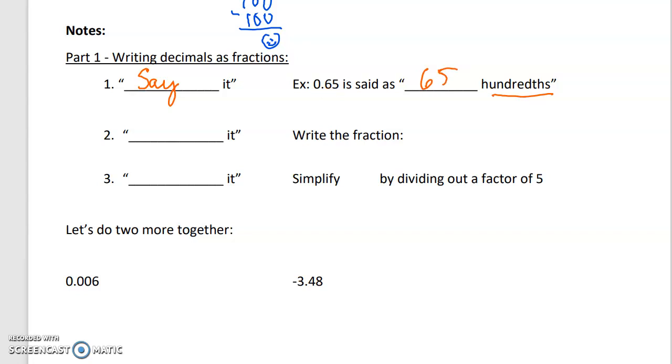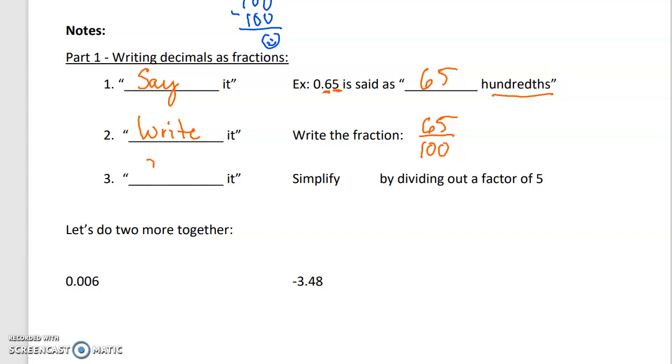So if we look at this number, remember the tenths is 1 place to the right of the decimal point, and the hundredths is 2. So we're going to say it, 65 hundredths. And when we say it, that allows us to write it. So what does 65 hundredths look like? It looks like 65 over 100. Okay, so we say it, 65 hundredths. We write it 65 out of 100. Or over 100, that's its equivalent fraction.